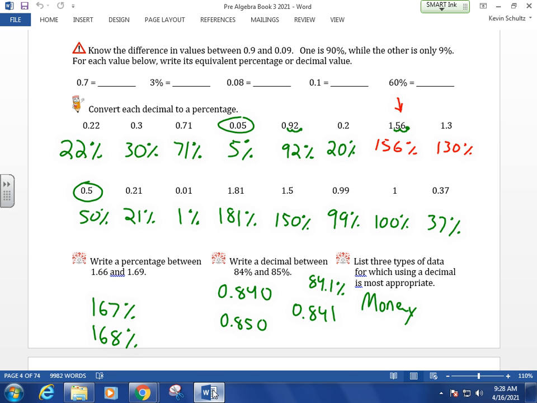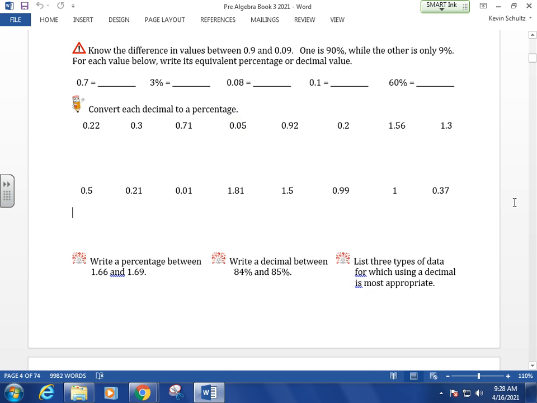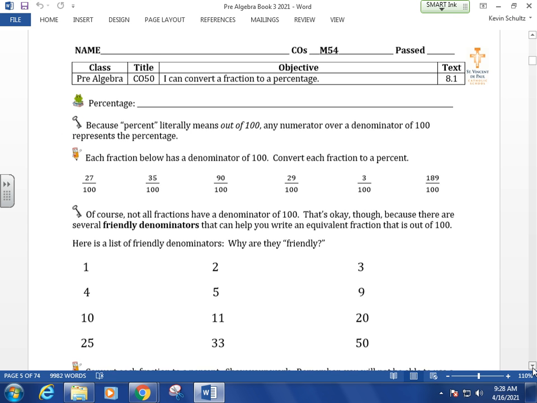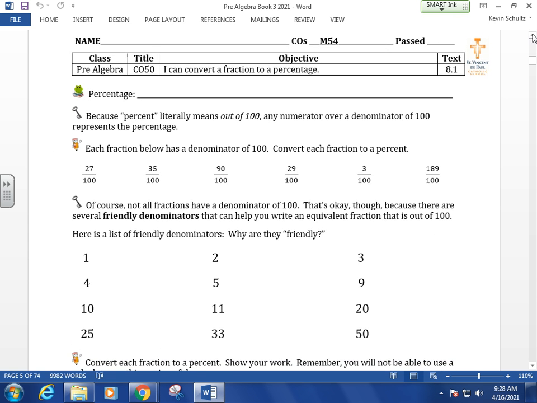Okay, moving ahead then to CO50. And we are still recording, so please keep your voices at a good level.